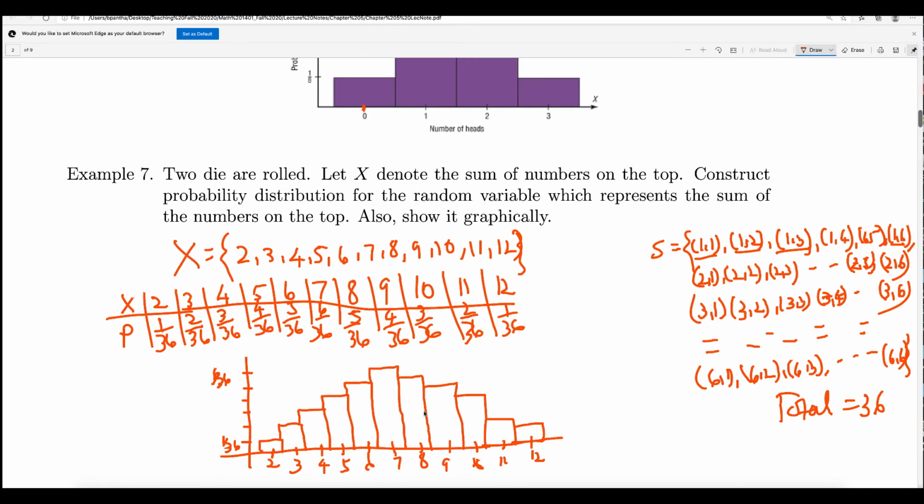Okay, so this is how we draw the graph of a discrete probability distribution. First of all, you need to have the probability distribution table. You need this one.